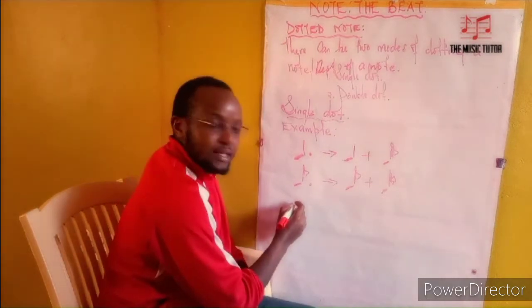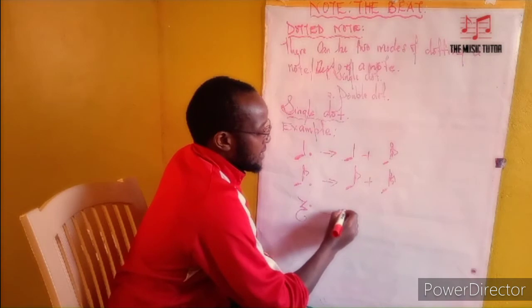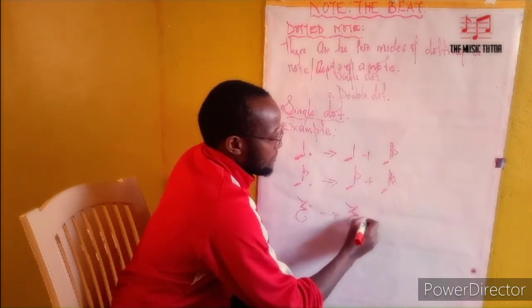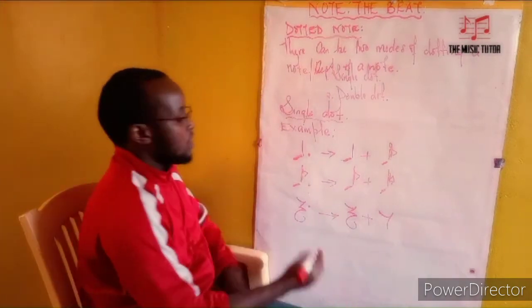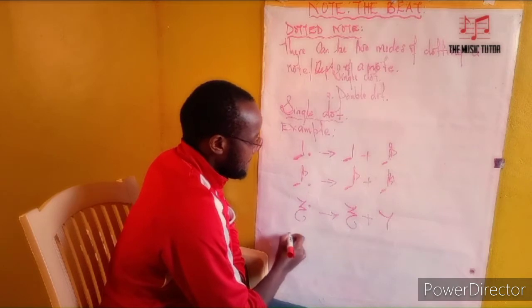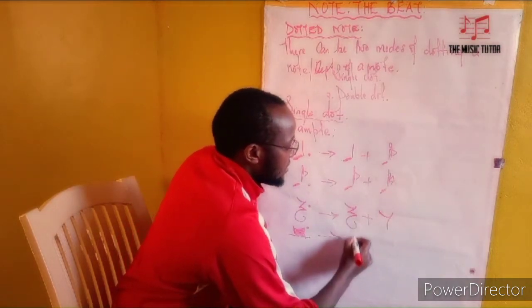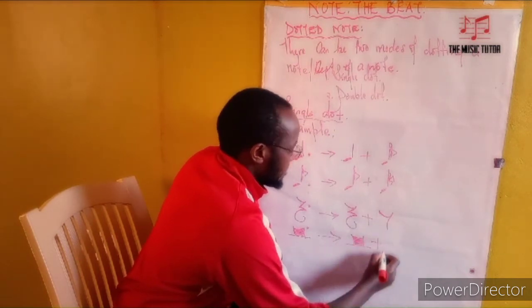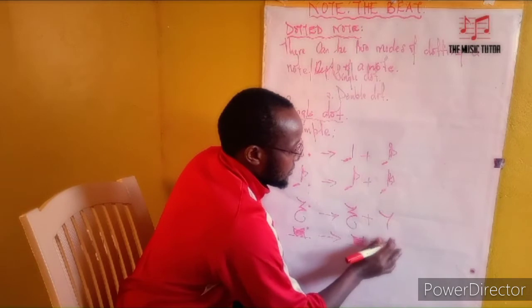When we dot the rest of a crotchet, it will give us the rest of a crotchet plus the rest of a quaver. These are the values. When we dot the rest of a minim, it will give us the rest of a minim plus the rest of a crotchet. That is half the value.